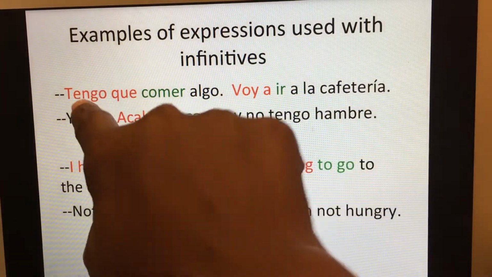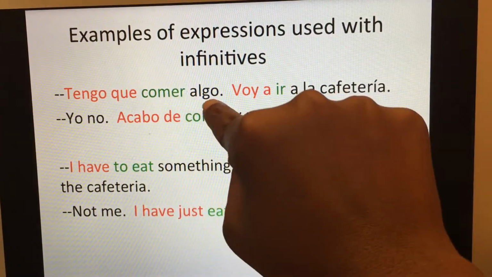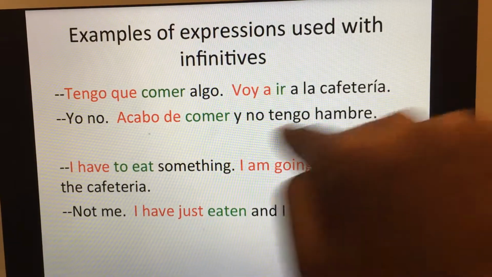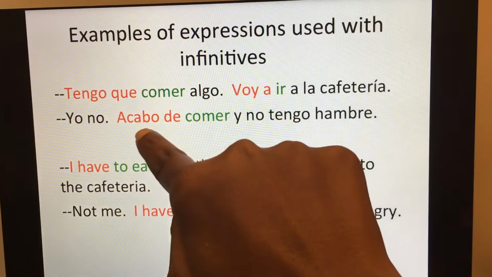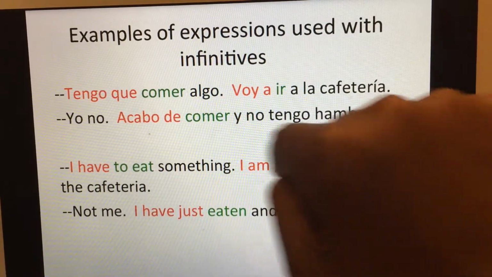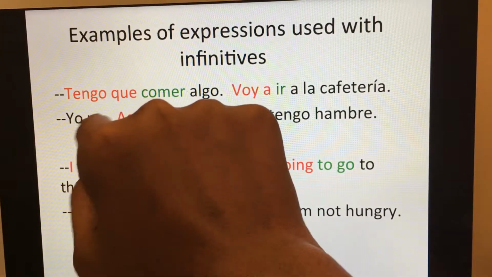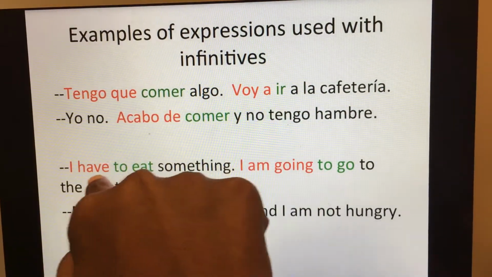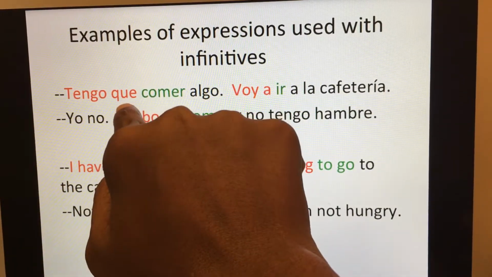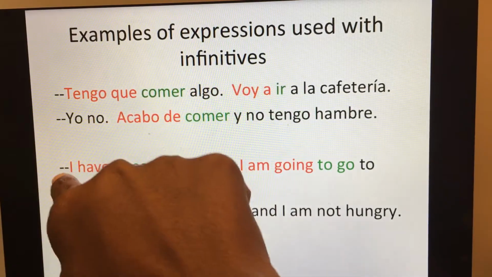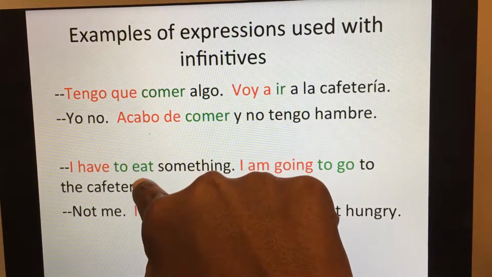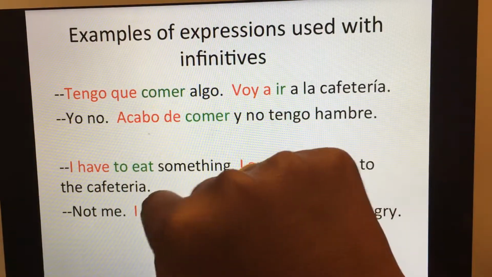examples. Tengo que comer algo. Voy a ir a la cafetería. Yo no. Acabo de comer y no tengo hambre. So here we have the tener que expression. This translates to I have. Tengo que. Que does not have a translation at all. It's just a part of the expression. You have to memorize that. So, tengo que, I have. What do you have to do? To eat. Comer. Algo means something.